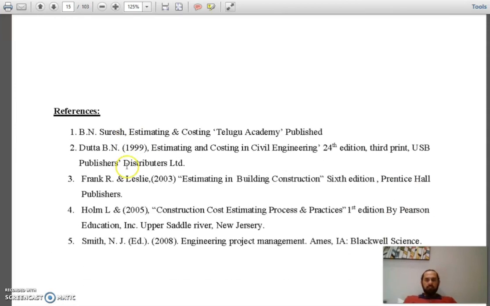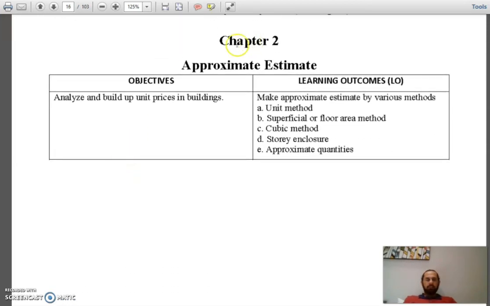This way we have reached the end of the first chapter. And inshallah, in the next chapter, chapter 2, approximate estimate, we'll go in depth and in detail on the topics of that chapter, inshallah.